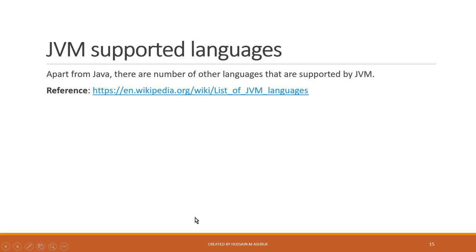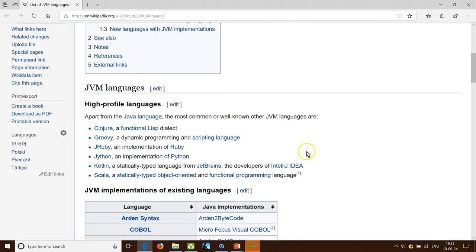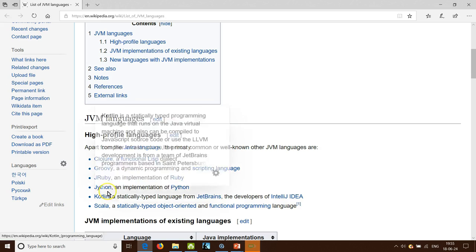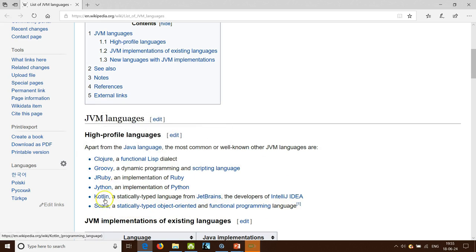JVM supported languages. Apart from Java, there are a number of other languages that are supported by the JVM. Let us look at them. So we have Clojure, Groovy, JRuby, Jython, Kotlin, Scala, and so on. All these languages are supported by the JVM, but each compiler's commands will be different. We are not covering all of those, but the compiler of Java will be covered. How to compile Java source code and so on will be in the next section.